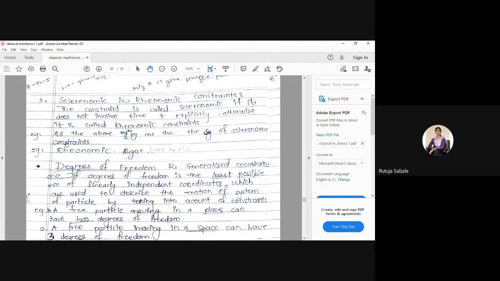What is called a rheonomic constraint? One in which time is required. That means the constraint equations or constraints are depending on time. Okay, have you understood?